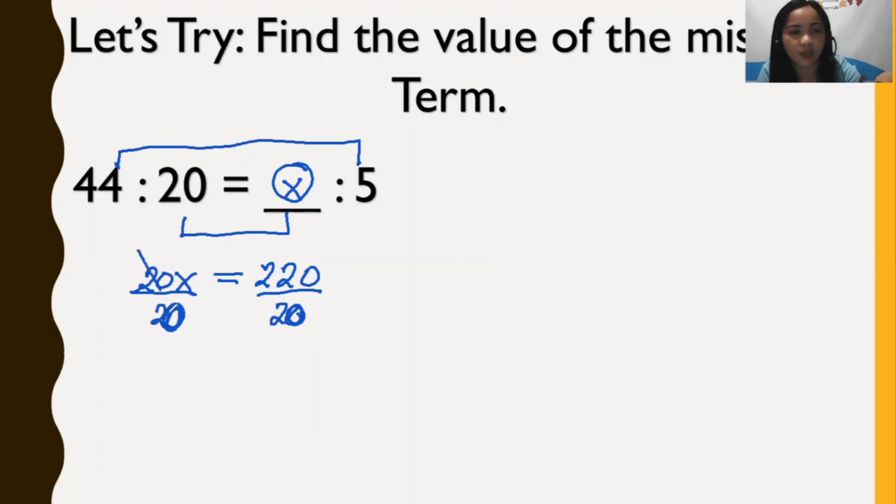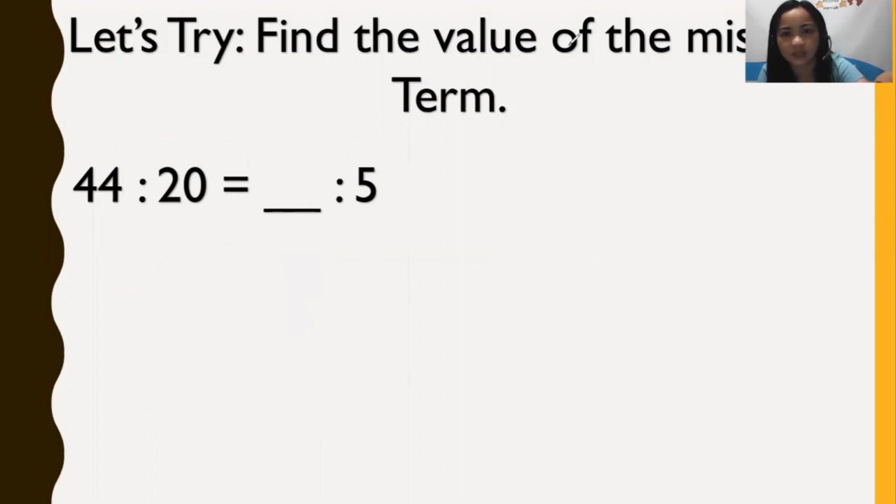Now, this will be cancelled out because 20 divided by 20 is 1. Kaya ang matitira na lang dyan ay x. And then we have 220 divided by 20. That is 11. So therefore, the value of x is 11. Alright? Tingin ko, tamang sagot nyo. Let's see for the next given if you will get also the correct answer.